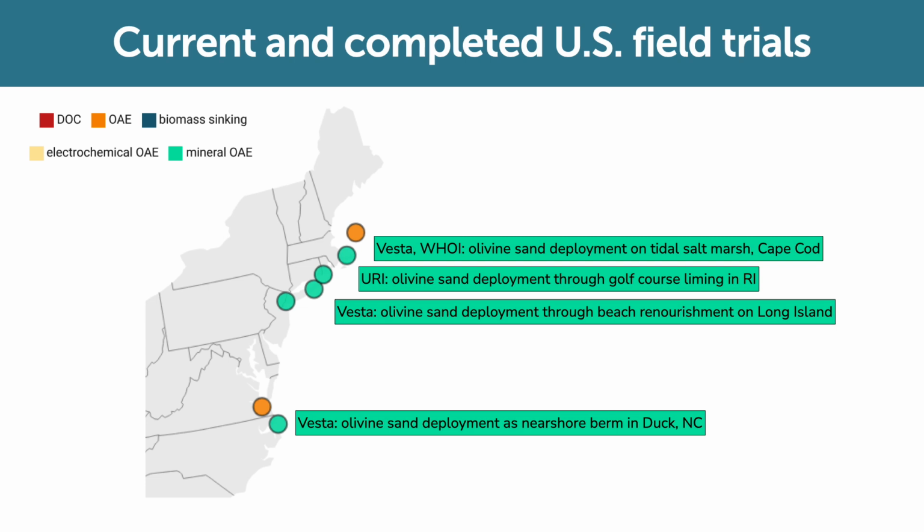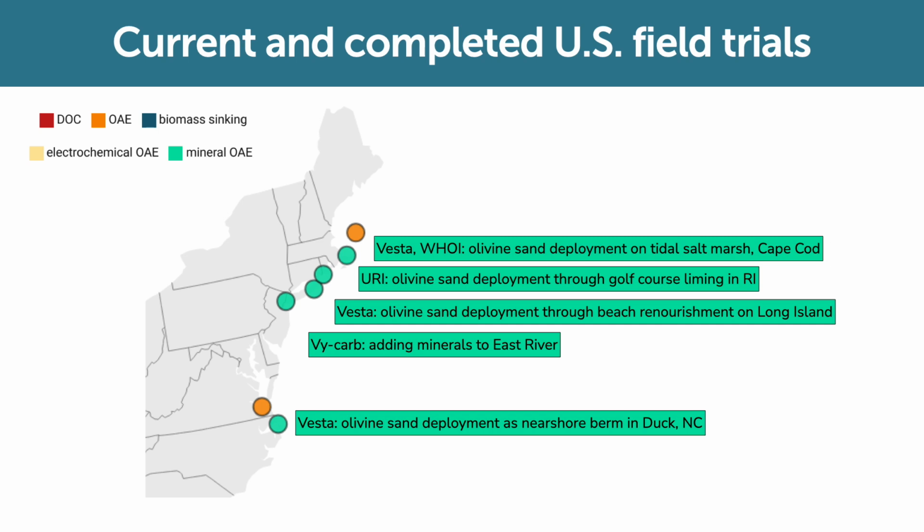A team from the University of Rhode Island will test mineral OAE by liming a coastal golf course. Liming is already part of many golf courses' routine lawn care practices. They will then monitor the carbon chemistry of a small coastal lagoon located near the golf course before and after the application of the lime.